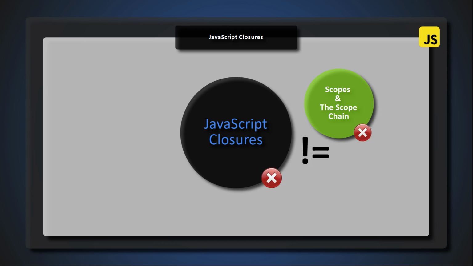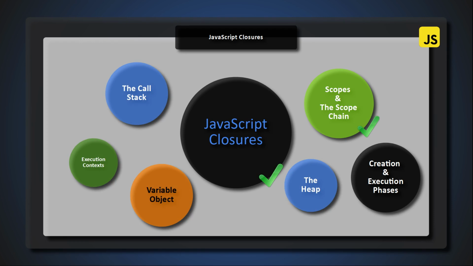And that is important to highlight because sometimes closures are confused with scopes and the scope chain, and that is a mistake, as they have their own entity and they are an independent topic by themselves, as any other one related to closures that we'll see in this series.